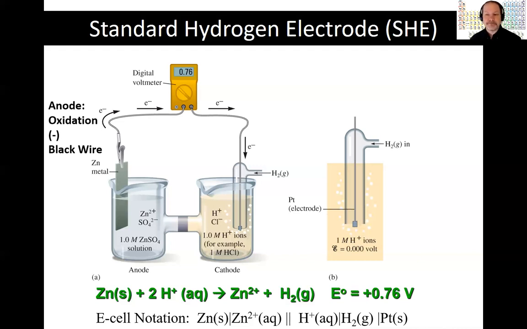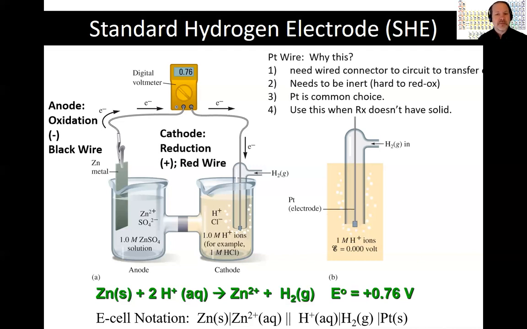It's important to note that the platinum metal electrode is very important because hydrogen is a gas. How do you hook that up into a solution? And so we need it there. And we also could use other metals or other materials. But platinum is used because it's very hard to oxidize or reduce that metal. So it's inert, we say.